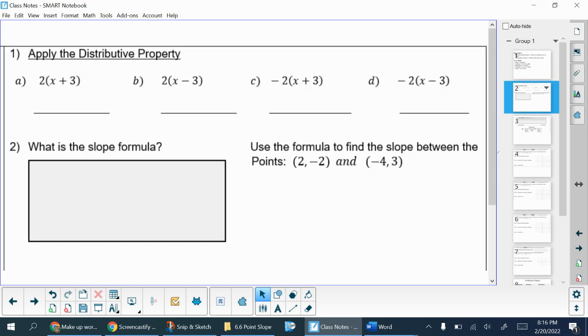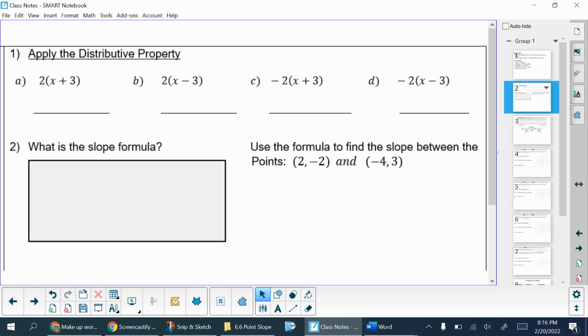So you should all have the white sheet that has 6.6, the point slope form of a line on the top of it. If not, make sure you get that before you move on here because we're filling that out as we go. And then just at the beginning here, a couple little reminders of things that we've done earlier on that we're going to need to be able to do today.